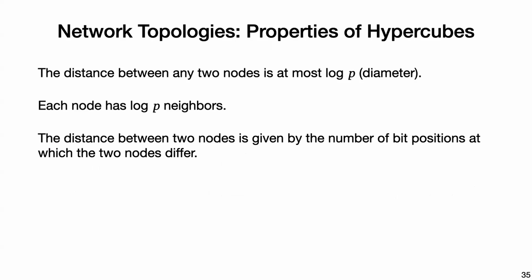The distance is at most log p. Every node has log p neighbors, because there are log p positions where the bit can flip. So that's where you get the neighbors from. And the distance between any two nodes is however many bit positions they differ in. So it's bounded above by log p, but it can be less.